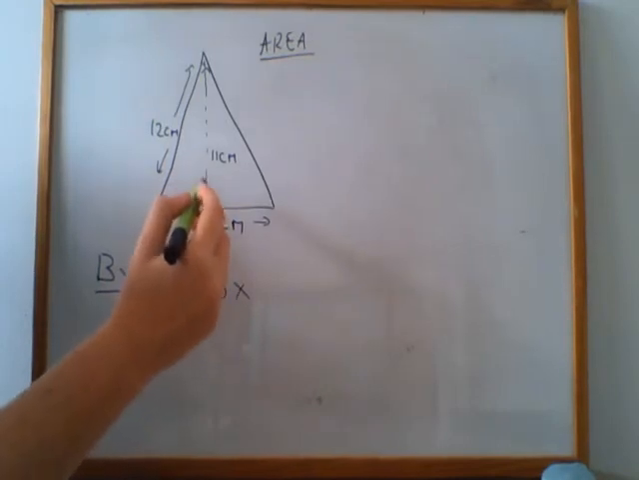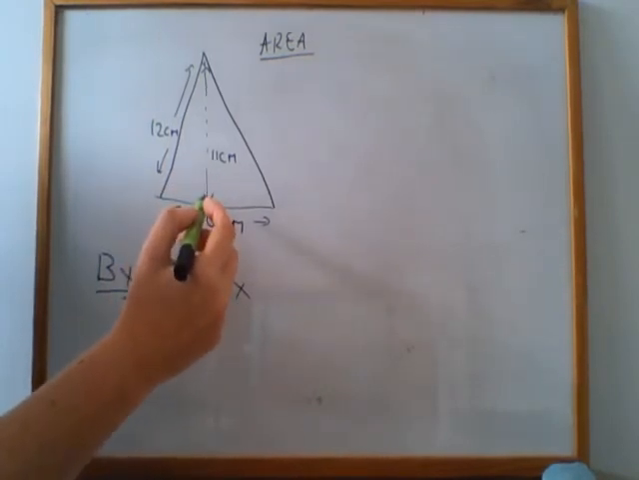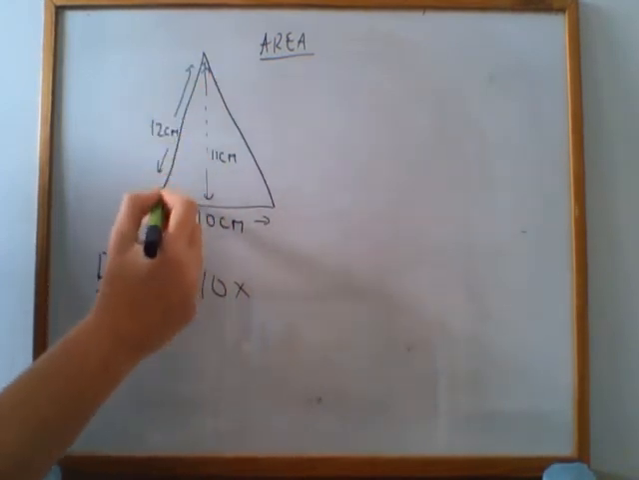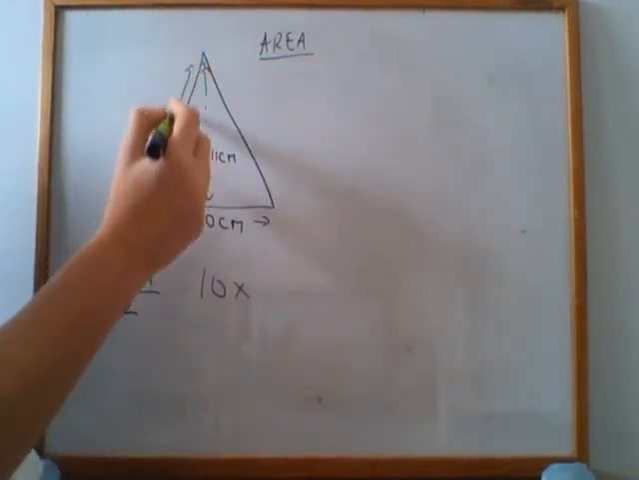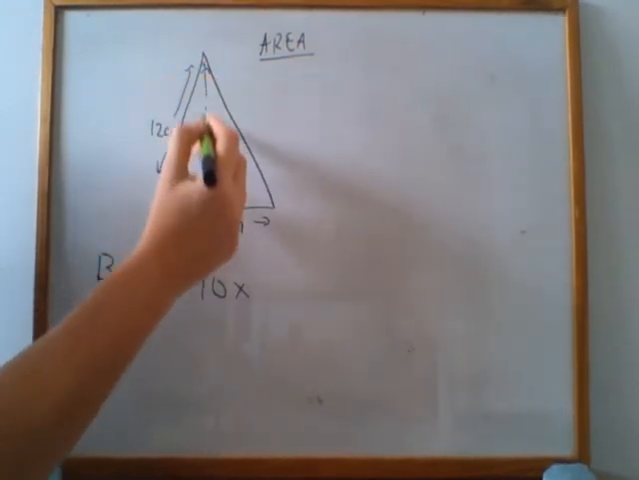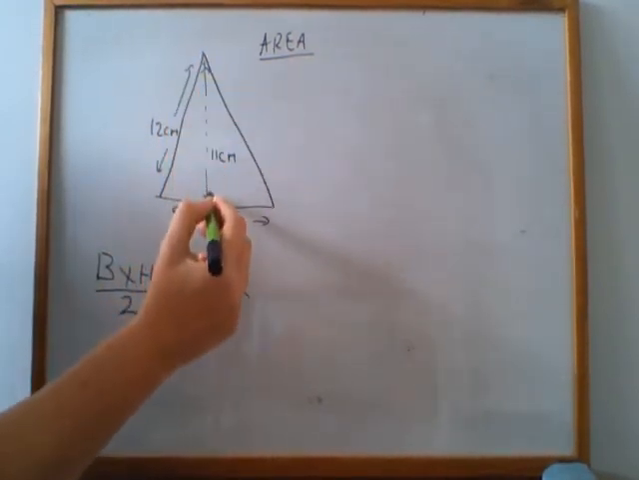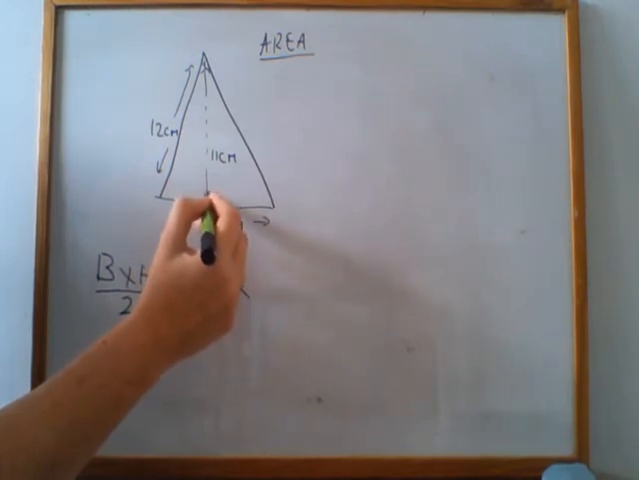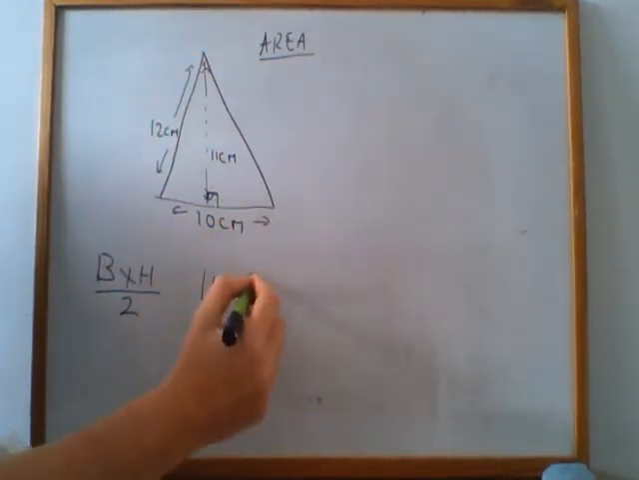Times my height. Now remember I said the height makes a right angle. It's the perpendicular height. So this is not a right angle. This is just the length of this side. So we wouldn't use this. This here is how high the triangle is, and it makes a right angle here. Okay? So the height would be 11 centimetres.